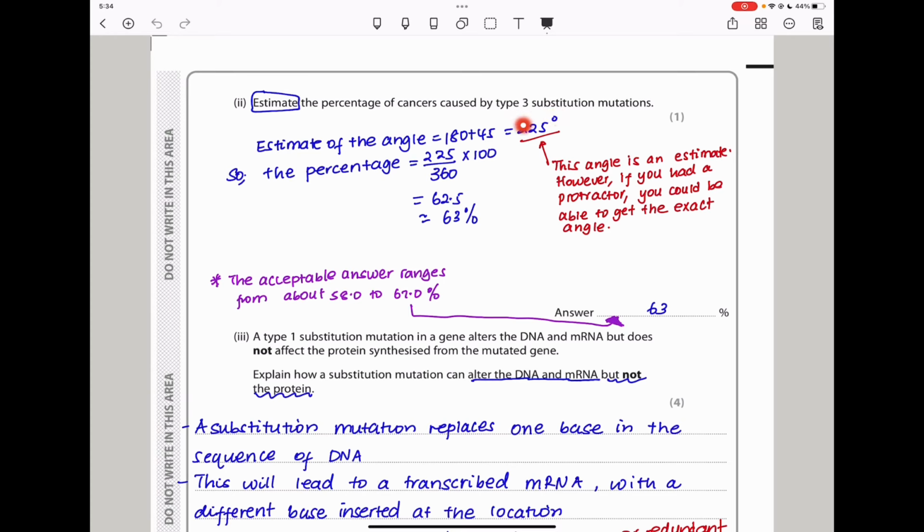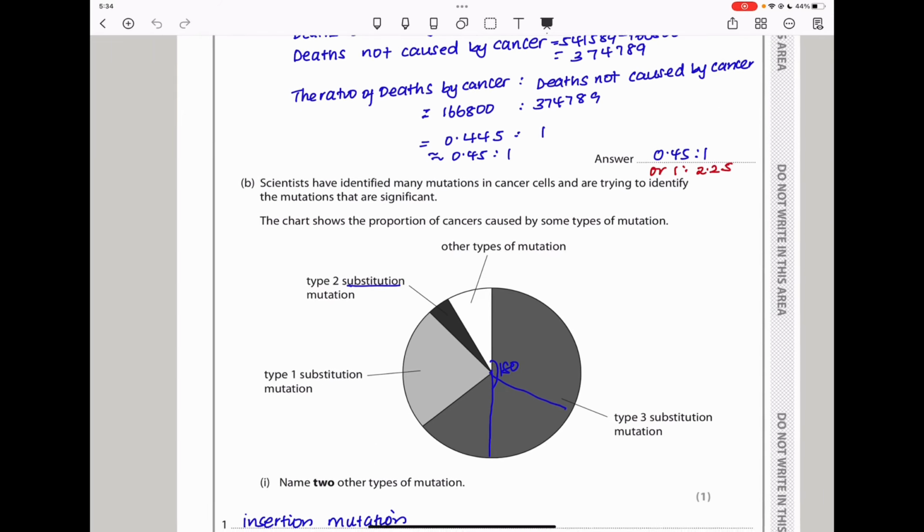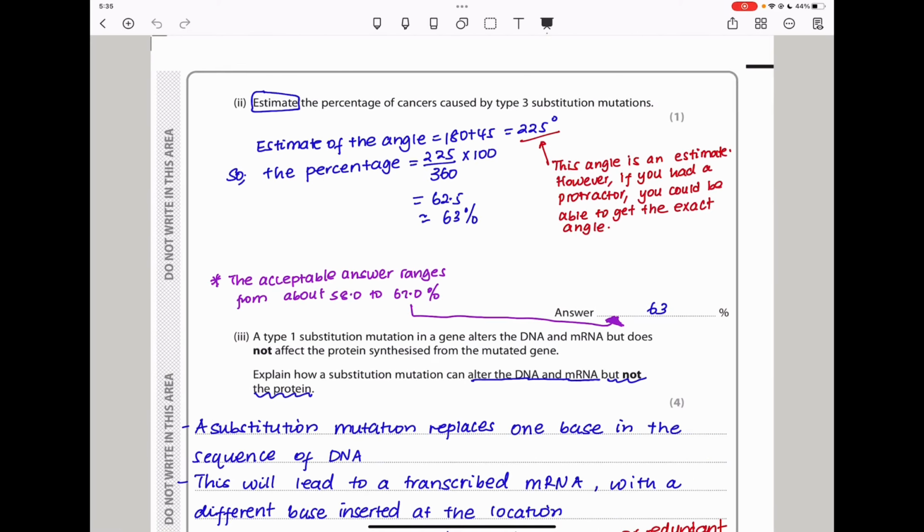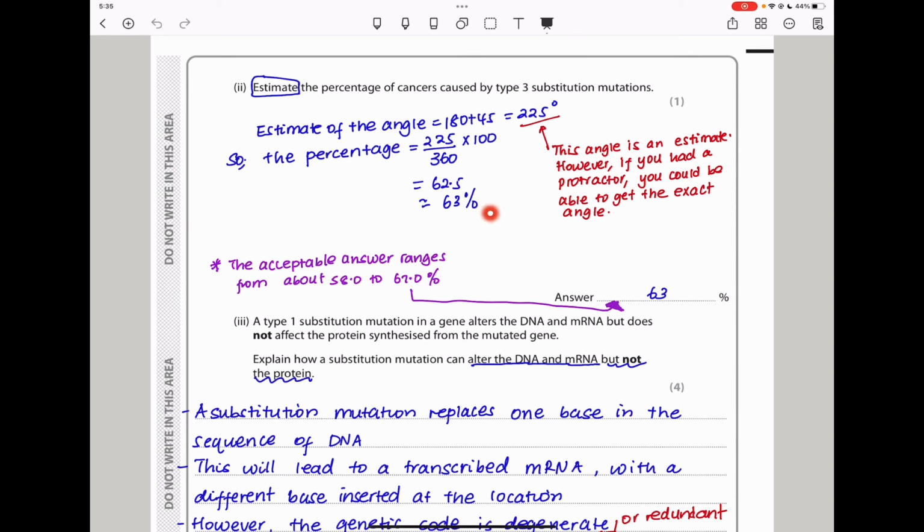And since this is 225 out of 360, the whole pie chart is 360 degrees. So 225 out of 360 times 100 will give me the percentage of that specific part, which is type 3 mutations. I want to take you back. I'm looking at these mutations here. If I estimate this to be 45 and that is 180, that total is going to be 225. Now moving back. So the percentage I got is 63%, and that was my answer as we can see here.